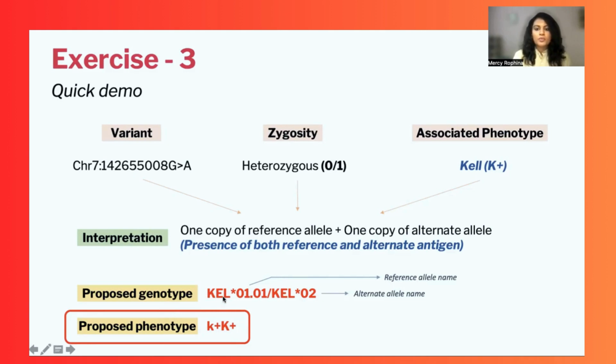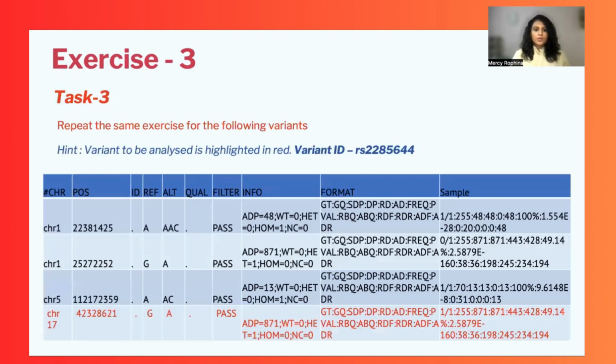The proposed genotype would be 1 copy of reference allele and 1 copy of the alternate allele. This reference allele and alternate allele information can be taken from the BGVAR website itself. The proposed phenotype would be the presence of both the antigens, the small k as well as the big K antigen. This is how, based on which variant we are analyzing, the genotype and the phenotype can be easily predicted.